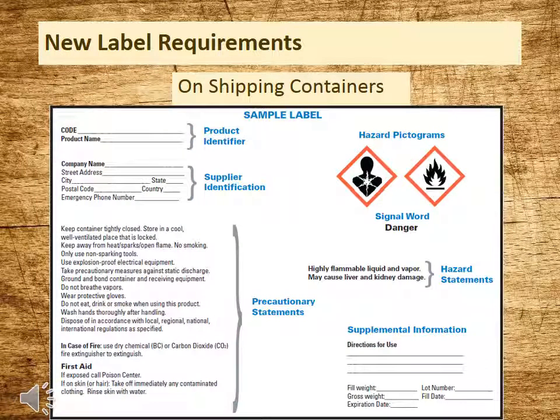Now let's talk about the new label requirements on shipping containers. As you can see, there's a product identifier, the name and address of the chemical manufacturer, importer, or responsible party, the signal word, hazard statements, pictograms with red borders for all labels, and empty borders are not permitted, and there are also precautionary statements.